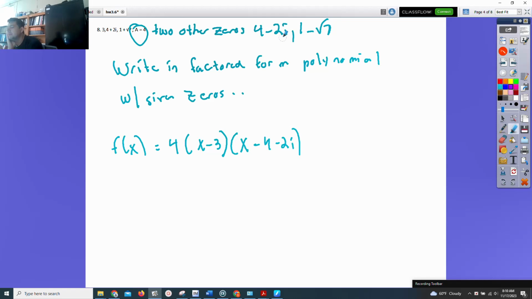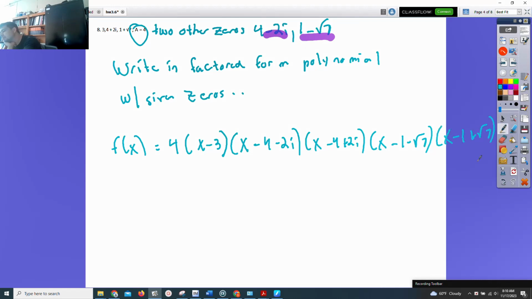Now, right next to that one, I'm going to put that guy. If 4 minus 2i is a zero, the factor is x minus 4 plus 2i, because I am taking away the number. I know kids struggle with this. If 1 plus root 7 is a zero, the factor is x minus 1 minus root 7. And finally, the last one is 1 minus root 7, and I just changed signs as I entered parentheses. The factor is x minus 1 plus root 7. Ta-da! Not too bad.